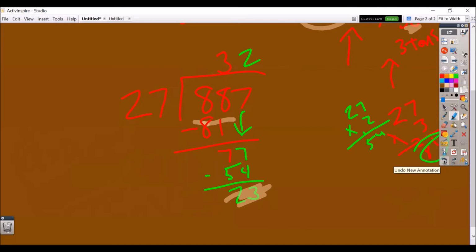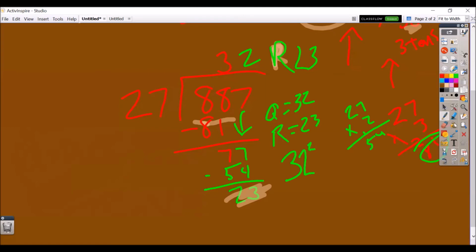And if it's smaller than it, you're done. You got the opportunity to just be done. Oh, I still kept the highlighter. Remainder 23. Q equals 32, R equals 23. And then we want to show it as a fraction, 32 wholes. And there was 23 remaining parts of 27. So great job showing the answer.